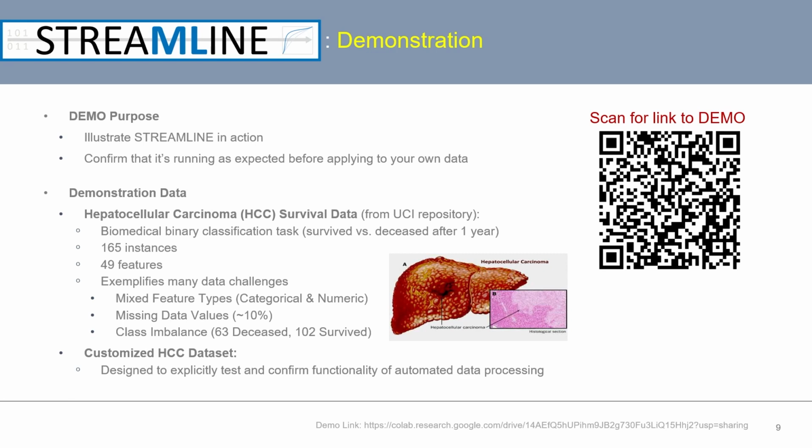The easiest way to run the demo is through Google Colab by navigating to the link at the bottom of the page or scanning this QR code. This can even be run on your phone. Once you've opened the link, click on the 3 lines representing the menu, and then select Runtime, and lastly, select Run All. This demo should take about 6 or 7 minutes to run.